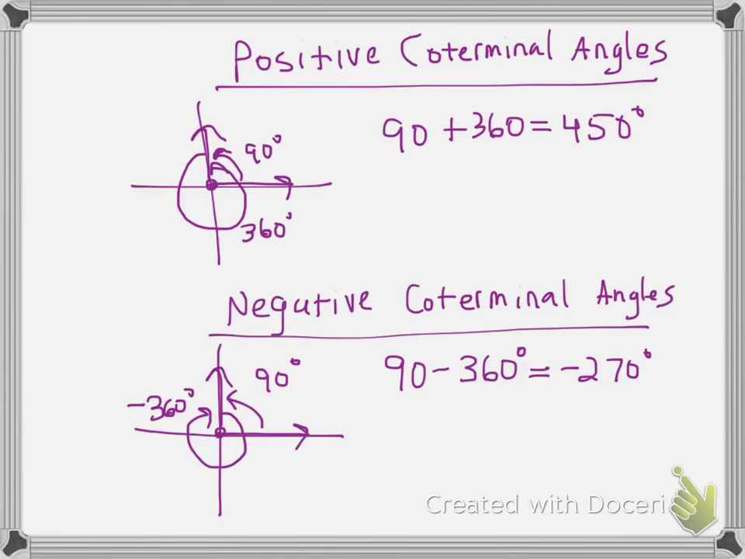So for positive coterminal angles, add 360. If you want to find multiple coterminal angles, just keep adding 360. To find a negative coterminal angle, subtract 360. If you want to find multiple negative coterminal angles, keep subtracting 360 degrees. And that's how you find coterminal angles.